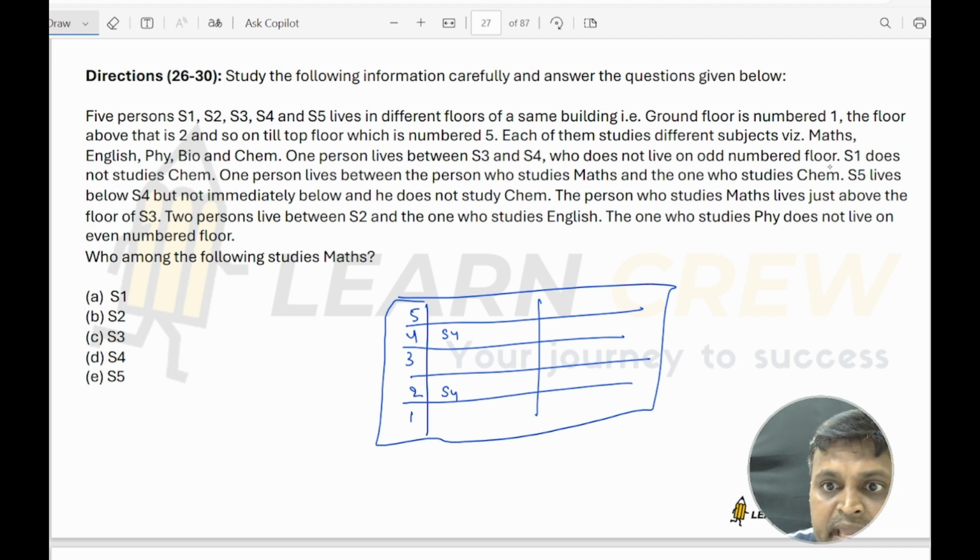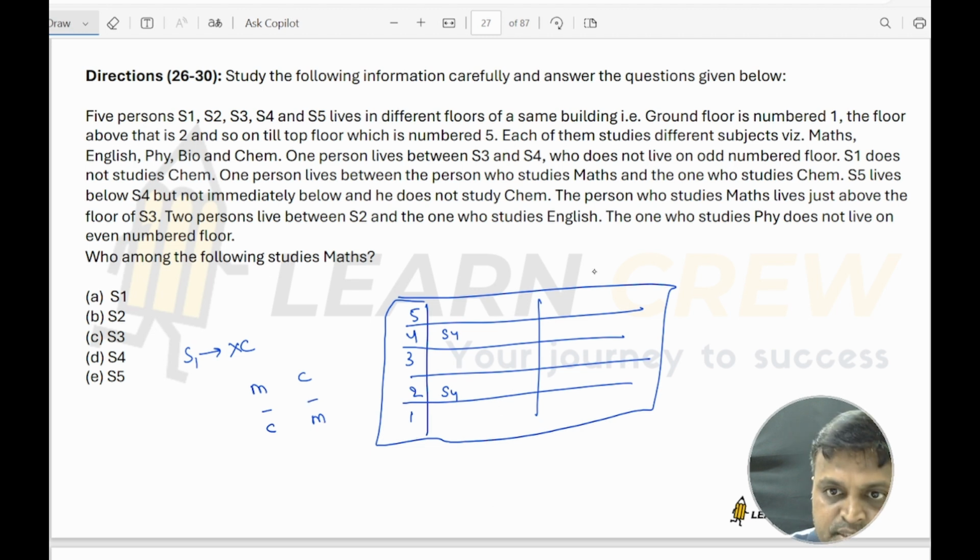Now, S1 does not study chemistry. One person lives between the person who studies maths and the one who studies chemistry. Between the one who studies maths and the one who studies chemistry, there is one person.